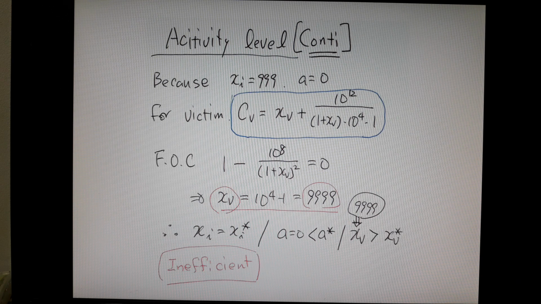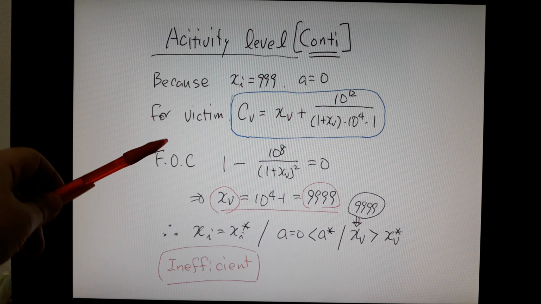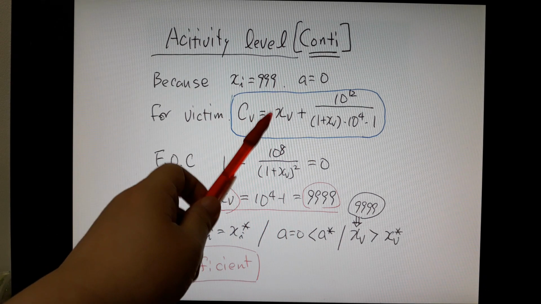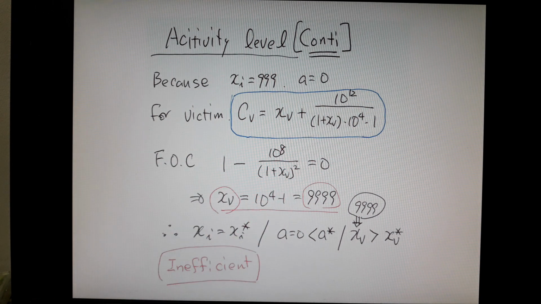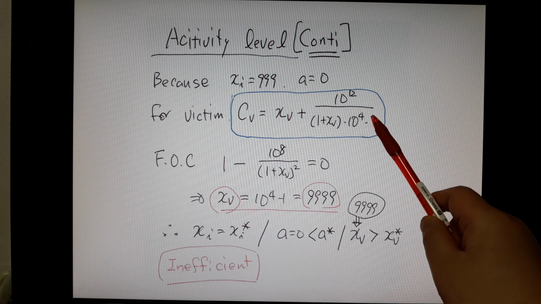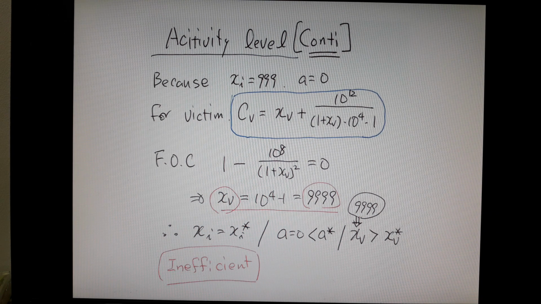In this case, what would happen? Because xi is 999 and A equals 0, from the victim's point of view, the victim's cost function would be xv. Of course, wv equals 0, that's why it's only xv. 1 multiplied by xv plus this. Why? 1 plus xi would be 10 power by 3. I'm sorry. It's 3. Calculation error. Let me see.